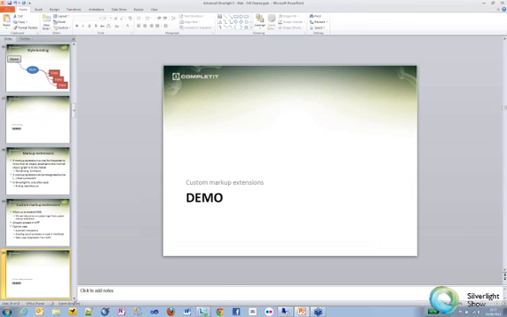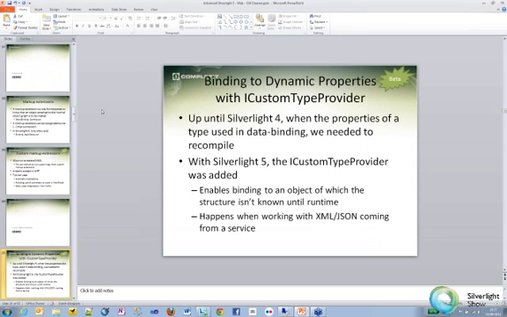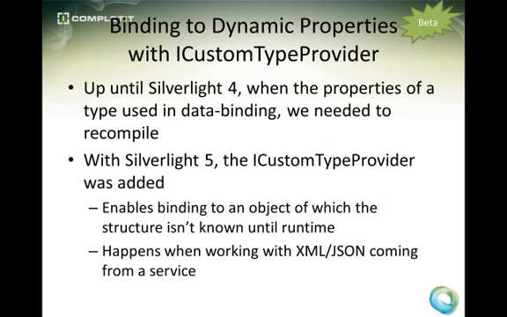The next and the last thing that I want to talk about in data segment is binding to dynamic properties using the ICustomTypeProvider. You may not know this, but Silverlight 4 or previous versions need at compile time to know what the properties are that we are going to be using in a data binding scenario. That is the case. You cannot go around it. You may not have encountered this as an issue. It's not a real issue. But there are situations where it would be handy that only at runtime we know what the properties are that we're going to bind to.